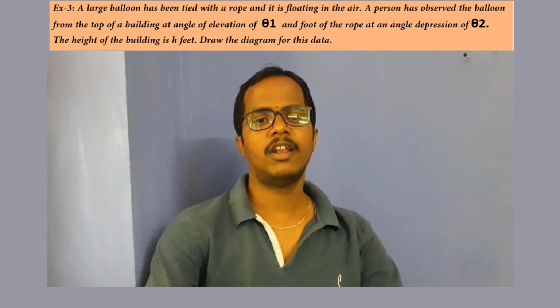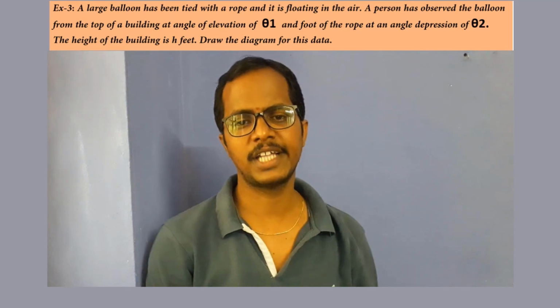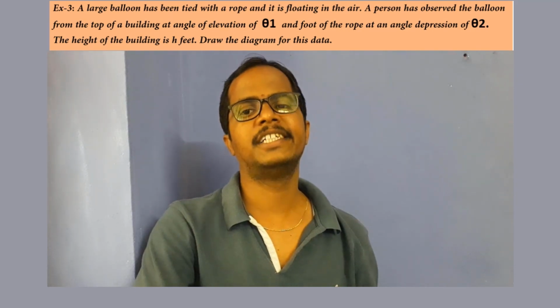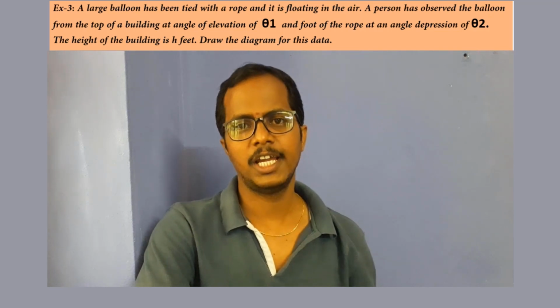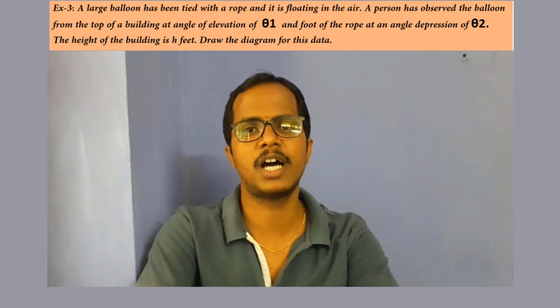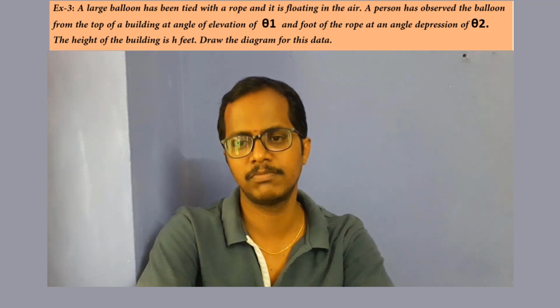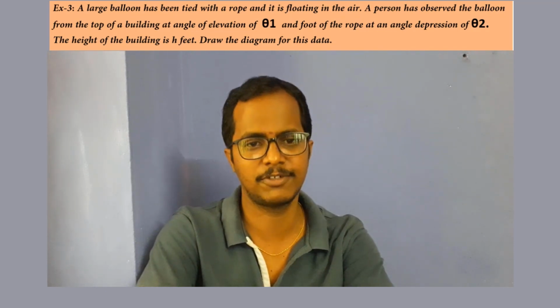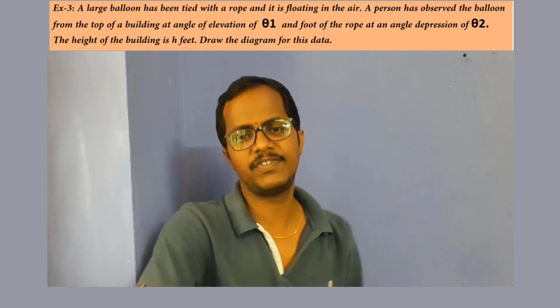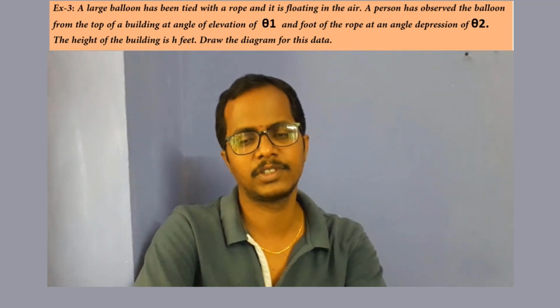Now let us take one more problem. Example 3. A large balloon has been tied with a rope and it is floating in the air. A person has observed the balloon from the top of a building at an angle of elevation theta 1 and foot of the rope at an angle of depression theta 2. The height of the building is h feet. Draw the diagram for this data.